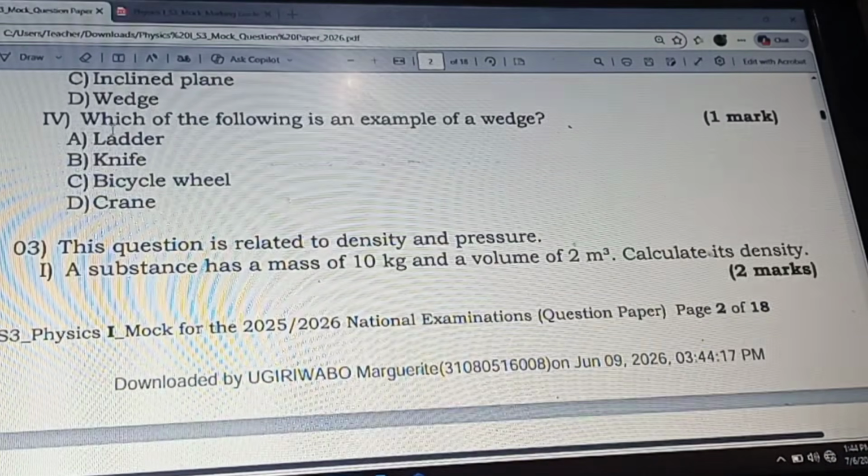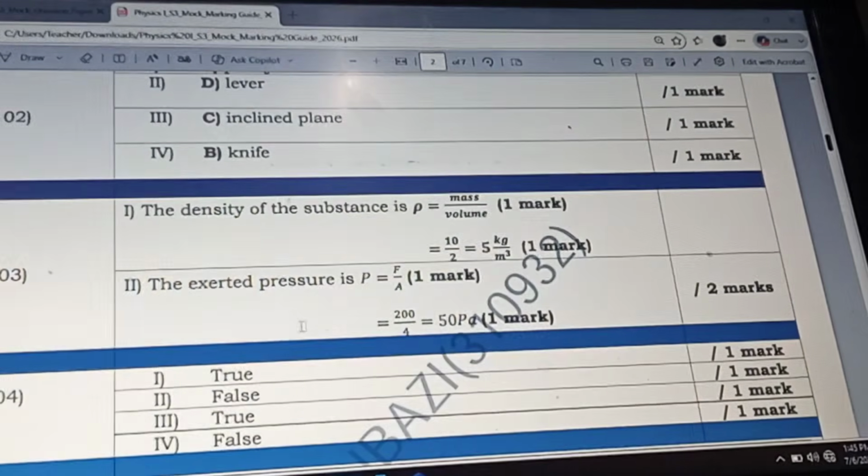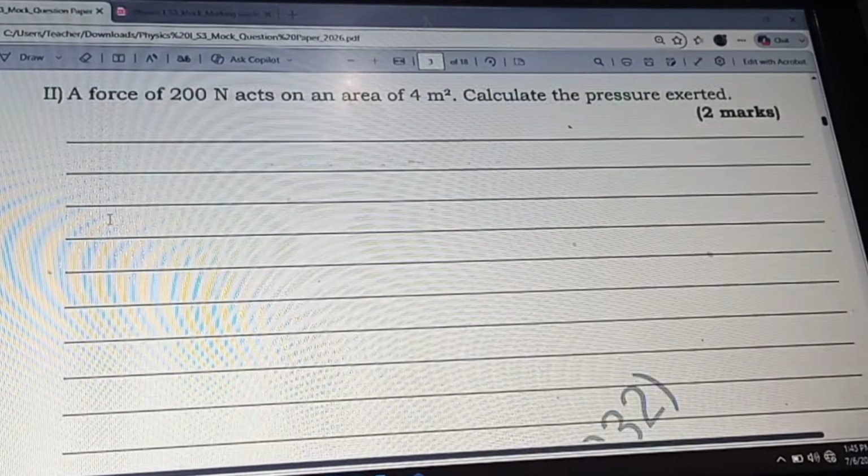Okay, let's continue to II. A force of 200 Newton acts on an area of 4 square meters. Calculate the pressure exerted. Pressure exerted is equal to the force over area. We have force and we have area, which means the pressure is equal to force over area, equal to 100 over 4, which is equal to 50 Pascal. Let's continue to Question 4.